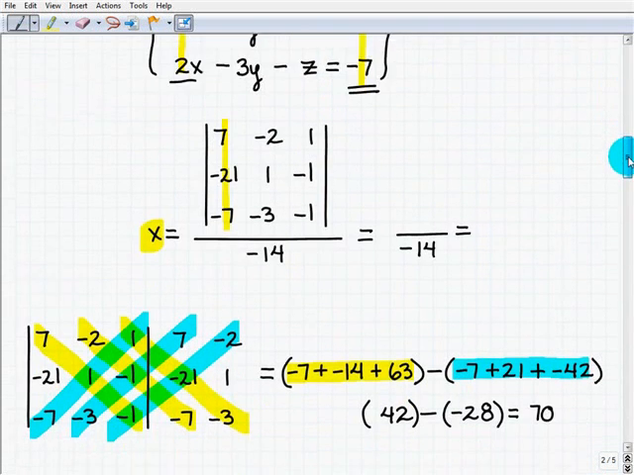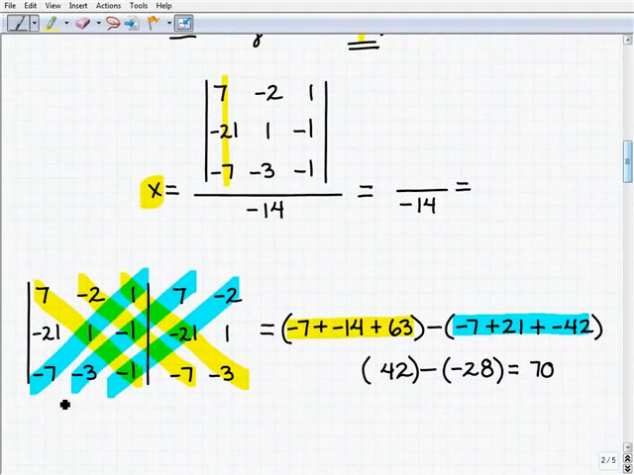Okay, so let's go ahead and see what I got. Here it is. I set it up using the diagonal method. You can see my work, and when everything's said and done, I got a +70.